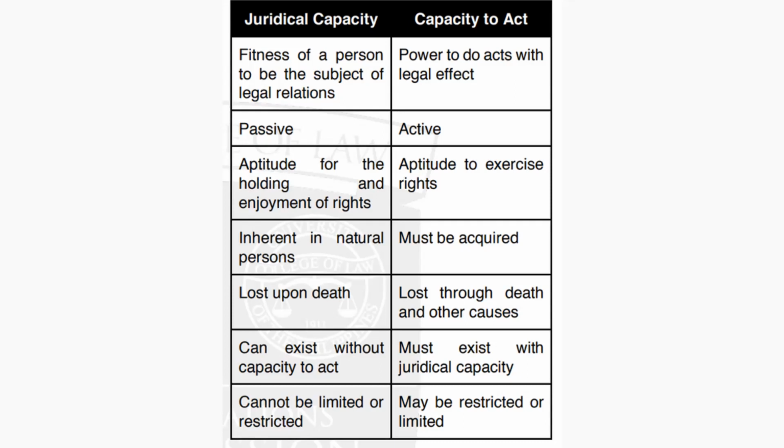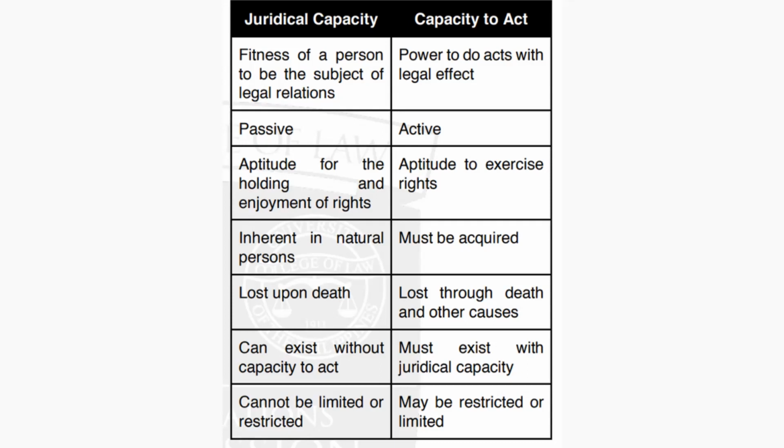So for juridical capacity, it is lost upon death. How is it lost? When you die. Once you die, of course, you cannot donate to a dead person. You cannot give or enter into a contract with a dead person. How about capacity to act? It is lost through death and other causes.